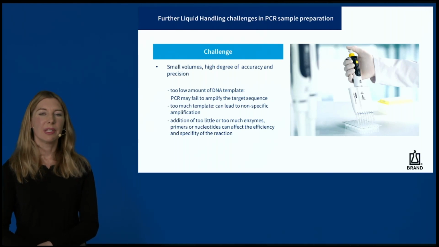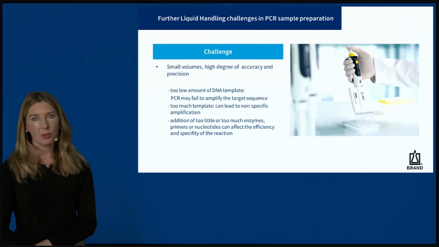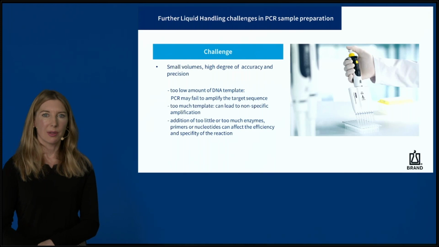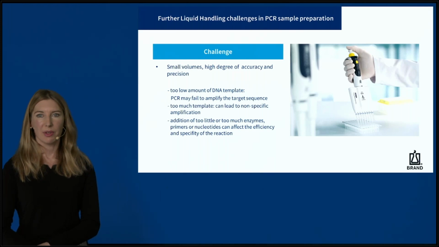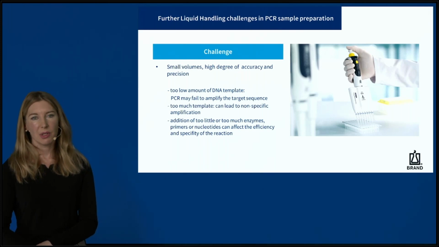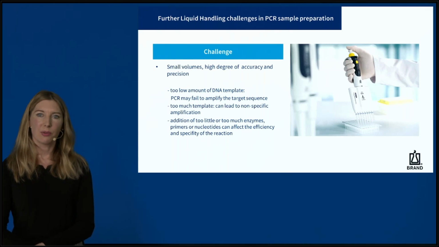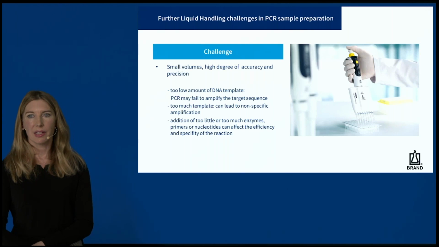For example, if the amount of DNA template is too low, the PCR may fail to amplify the target sequence, whereas too much template can lead to non-specific amplification. Similarly, the addition of too little or too much enzyme, primers, or nucleotides can affect the efficiency and specificity of the reaction. Therefore, it is essential to ensure that the reagents are accurately and precisely dispensed.